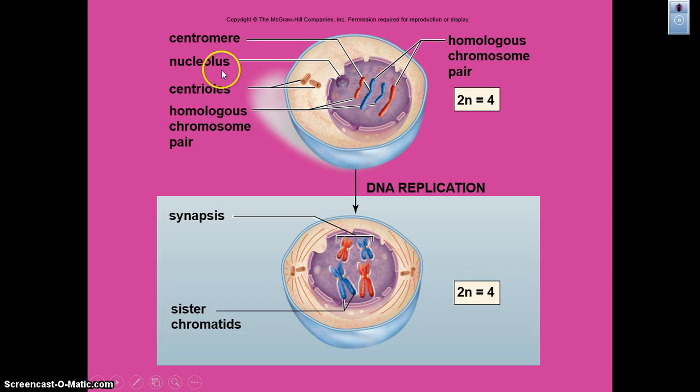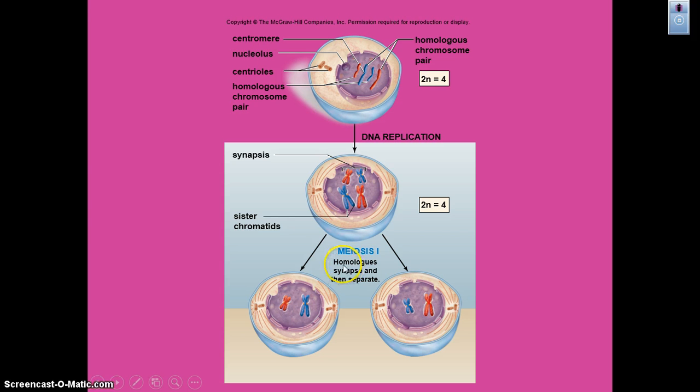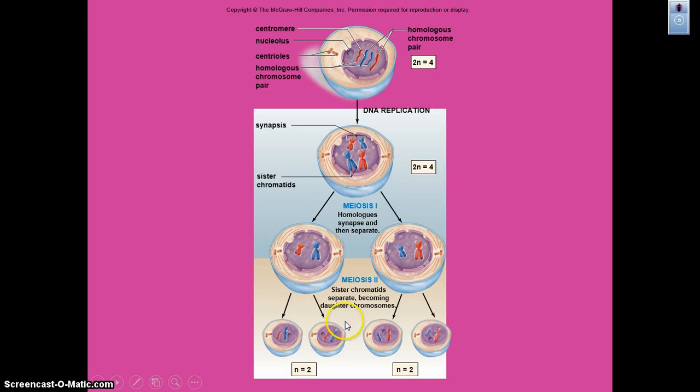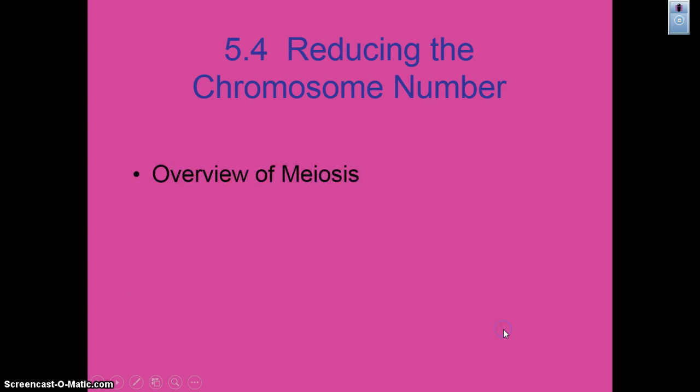So here's a picture that looks very similar to what it would look like in mitosis. These are called homologous chromosomes. So this is a pair of homologous chromosomes here. They're going to get together and go through a process called synapsis, and they're going to wind around each other and actually exchange genetic information. The homologs go through synapsis, then they separate, and then the sister chromatids separate further into individual chromosomes. And then you have 4 haploid daughter cells.